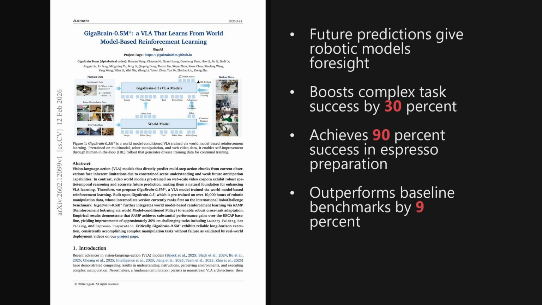Wrapping up, one main takeaway stands out. Explicitly conditioning robots on future predictions transforms them from reactive agents into capable planners. This approach yields massive improvements, boosting success rates by 30% on long-horizon tasks. It suggests that bridging vision language models with world models is the future of embodied AI.